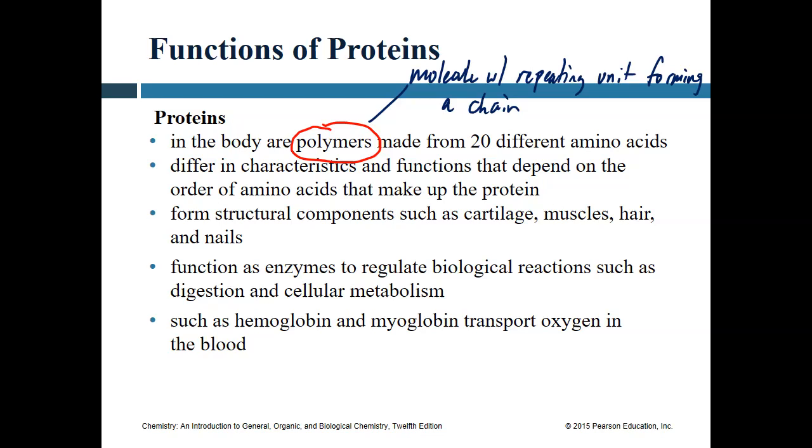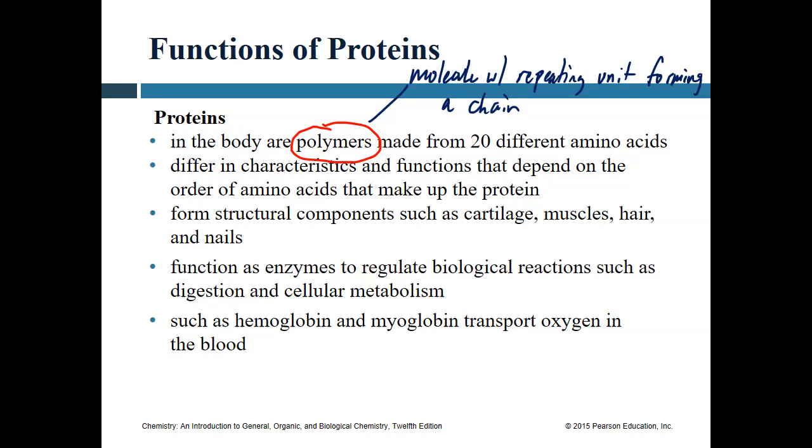Now, proteins we see in a lot of different places. They provide our bodies a lot of structure. Proteins are the primary components in your cartilage, that bendy kind of bone-like stuff that's in your ears and in your nose. They make up the primary components of your muscles and your muscle tissues. They also make up the primary components of your hair and your nails.